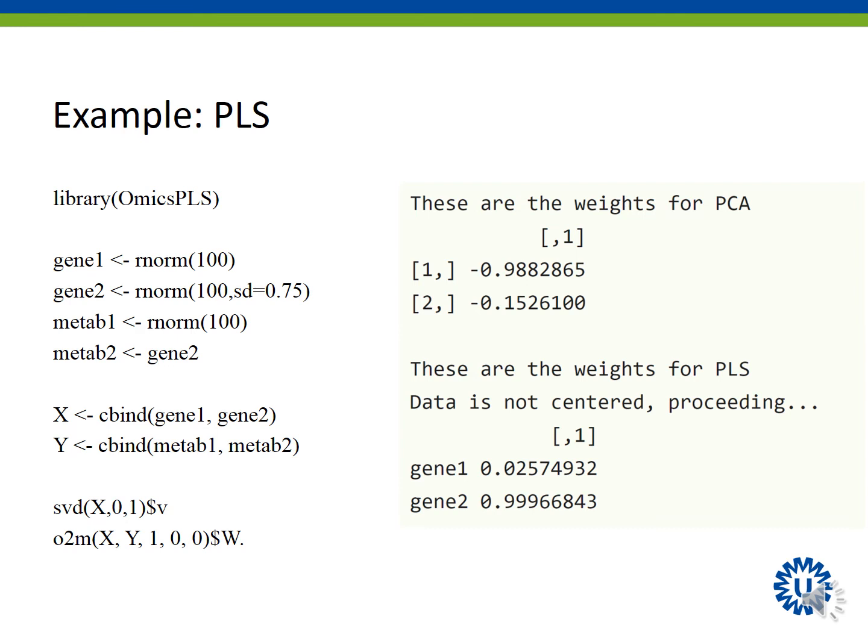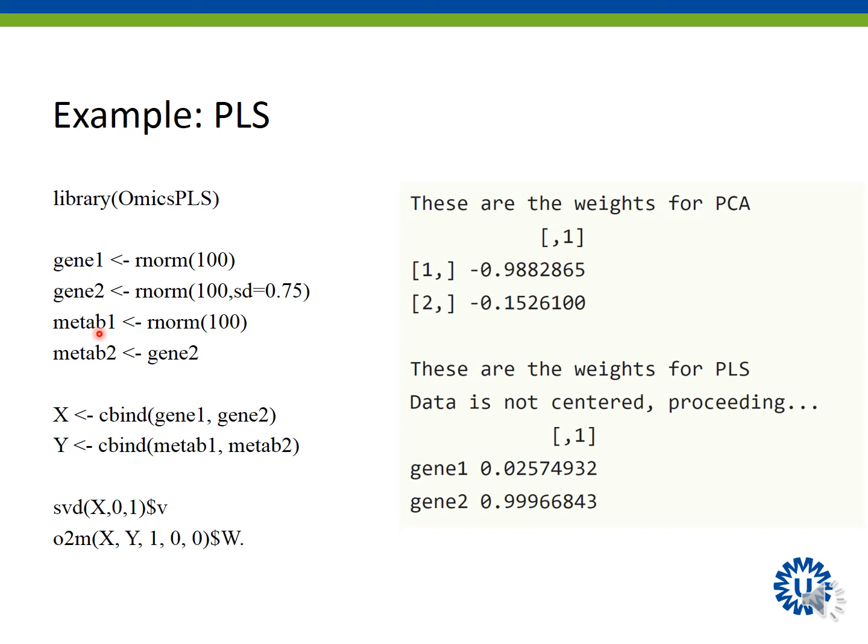So this example shows you the difference between PCA and PLS. First of all, we can run PLS by using a package, the OmicsPLS package. This is explained in the exercise. Again, we simulate two genes, gene 1 and gene 2, and two metabolites, metabolite 1 and metabolite 2. So gene 1 is basically 100 samples from a normal distribution. And gene 2 is also 100 samples from a normal distribution. However, the standard deviation is slightly lower. So here the standard deviation is 1, and here it's 3/4.